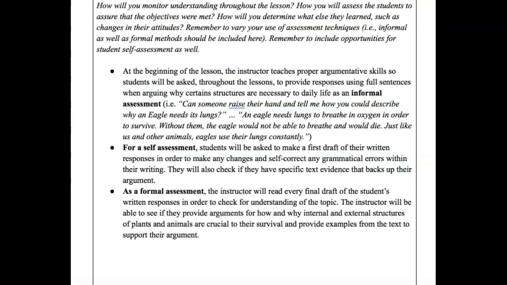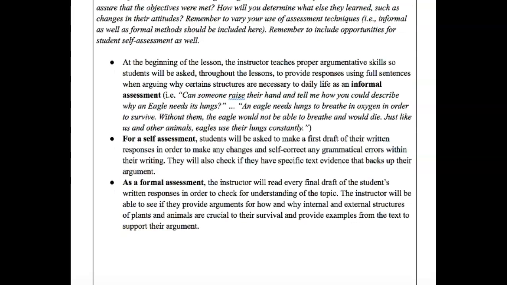So the teacher would ask, can someone raise their hand and tell me how you could describe why an eagle needs its lungs, for example? And then a student would respond, an eagle needs lungs to breathe in oxygen in order to survive. Without them, the eagle would not be able to breathe and would die. Just like us and other animals, eagles use their lungs constantly. So that's kind of an informal assessment the instructor would use throughout the lesson.